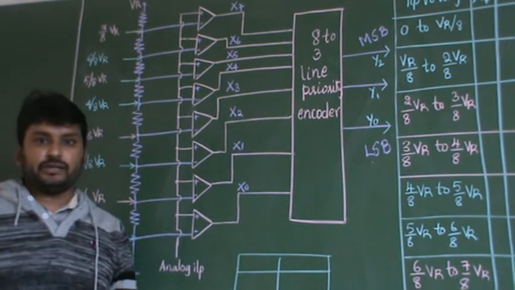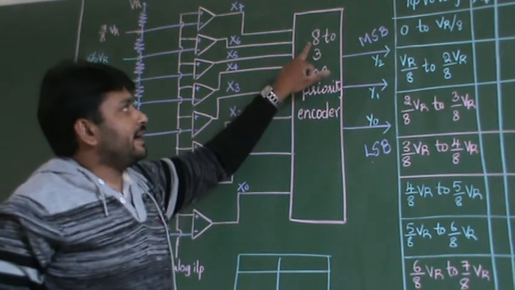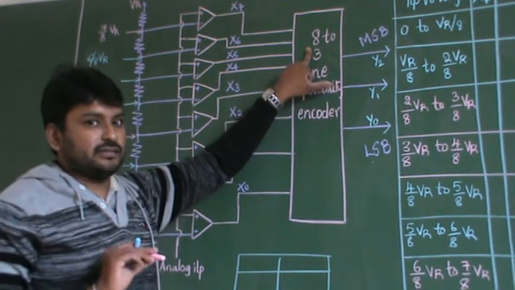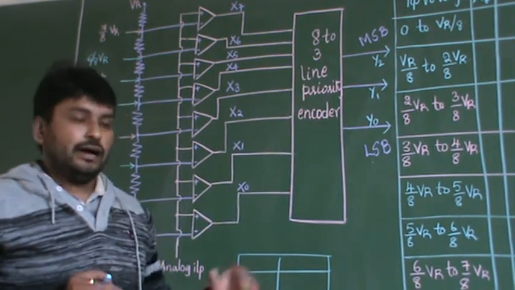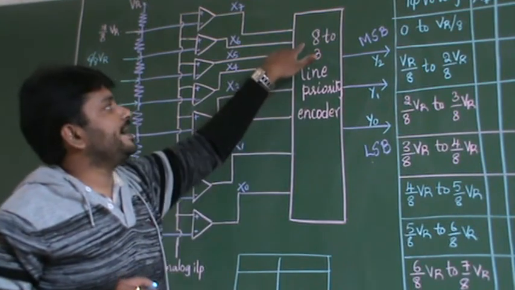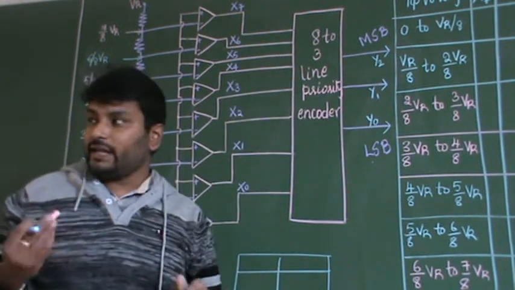Coming to the priority encoder. I have already told you that to construct this flash comparator you require a priority encoder, and that priority encoder is 8:3. Why is it called 8:3?